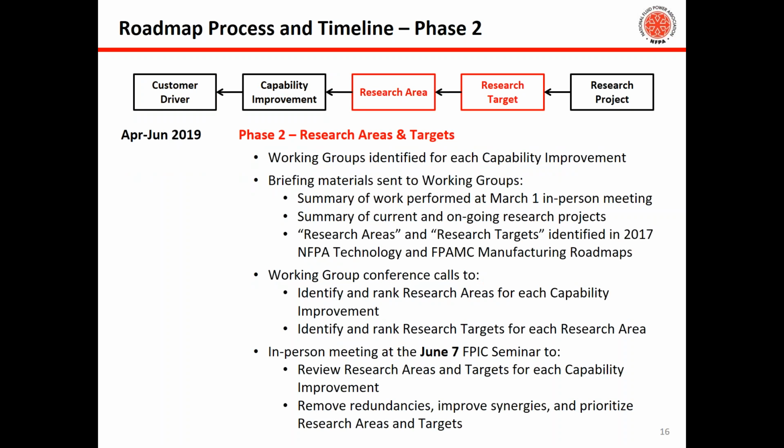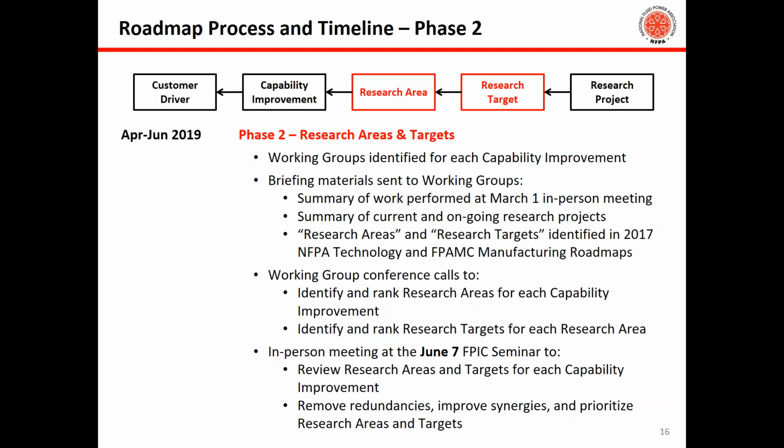Phase 2 then follows, and with the customer drivers and capability improvements finished, we'll turn our attention to the research areas and research targets. This work is going to be done April, May, and June of this year. We'll follow a similar but slightly revised process as we did for drivers and improvements. The first thing we're going to do is identify a set of working groups from the larger committee, 1 for each of the capability improvements that we finalize at that March 1st meeting.